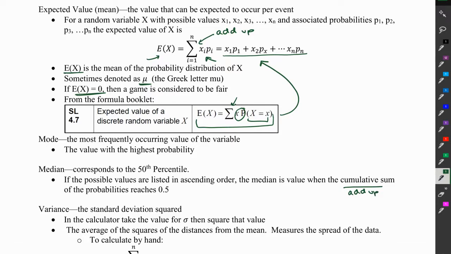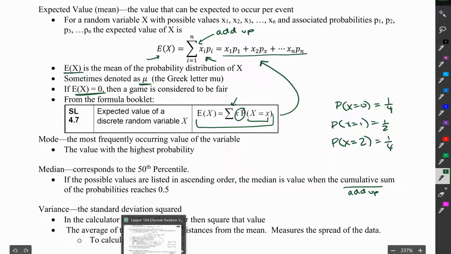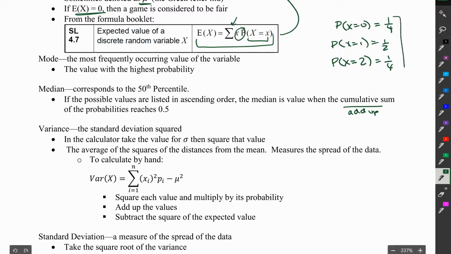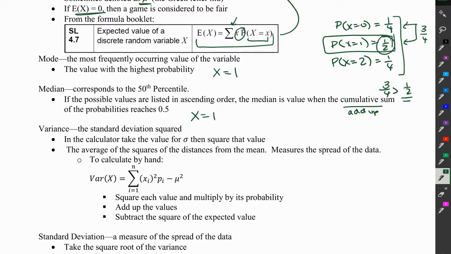So if we think about what we did before with our heads of tossing the two coins, the probability of 0 was 1/4, the probability of 1 was 1/2, and the probability of 2 is also 1/4. If we take these probabilities, they're in ascending order, and if we start adding them up, 1/4 is not more than 1/2 yet, so the median is not 0. 1/4 plus 1/2 is 3/4. 3/4 is now greater than 1/2, so that means that we have crossed that threshold of 1/2, and therefore the median would be 1 also. So our mode was 1 because that was the highest probability of 1/2. The median here using the coin toss is also 1.